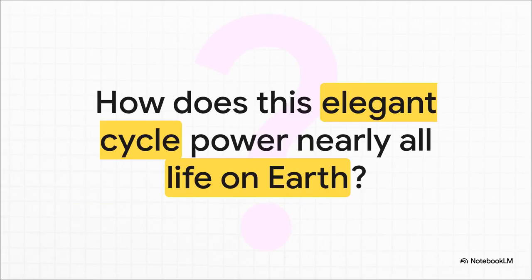So when you finally step back and look at the whole picture, you see this absolutely beautiful, perfect cycle. Photosynthesis uses sunlight to build glucose, and cellular respiration breaks down that same glucose to release energy. One process makes the fuel, and the other one burns it. And it just leaves you with this one awe-inspiring question. How does this elegant, interlocking cycle of energy power the unbelievable complexity and diversity of pretty much all life on Earth?